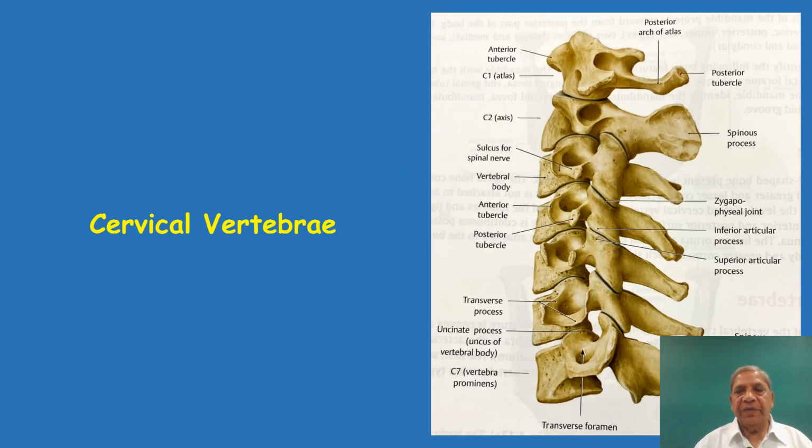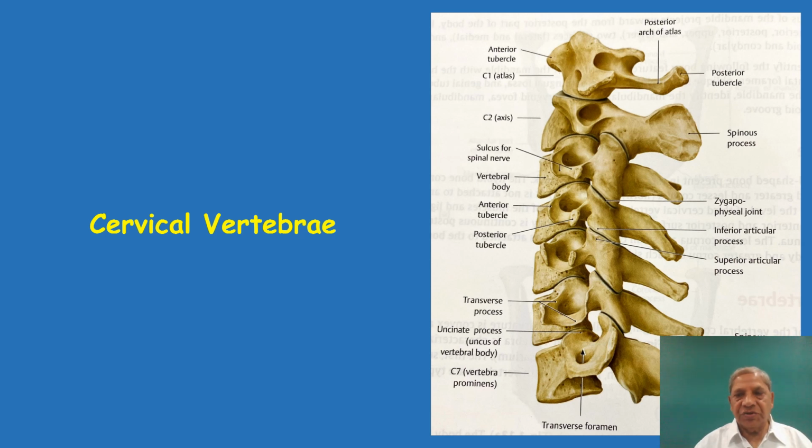Now, many important questions are there on the cervical vertebrae. The first question which may be there: how many vertebrae are there in the cervical vertebral column? Your answer should be that there are 7 cervical vertebrae present in the cervical vertebral column.